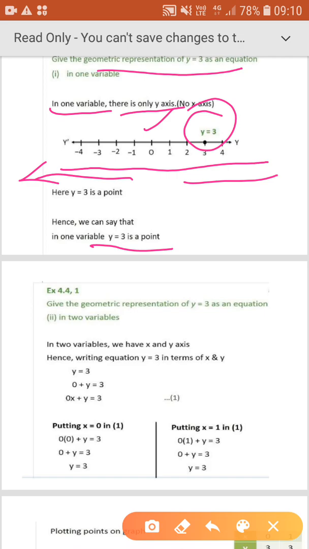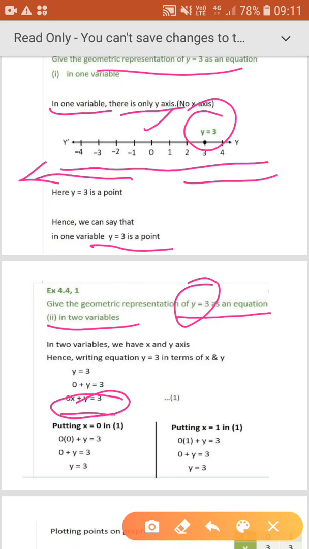Now when it is asked that give the geometrical representation of y equals to 3 as an equation in two variables, you might be wondering that we can see only one variable y over here, so how we can represent it in two variables? So there is a trick, and trick is we introduce this equation y equals to 3 with 0 coefficient of x. Like you can see here, we can write 0 into x plus y equals to 3. So in this way the original equation remains unaffected, and we get to solve our purpose, that is to represent it in two variables. So we write it as y equals to 3, introducing x with a 0 coefficient here, 0x plus y equals to 3.